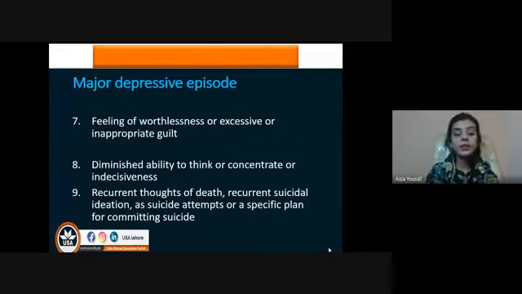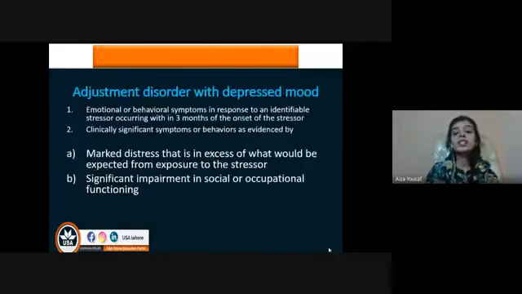Now, the second one is adjustment disorder with depressed mood. As the name represents, there are emotional or behavioral symptoms in response to an identifiable stressor occurring within 3 months of the onset of the stressor.